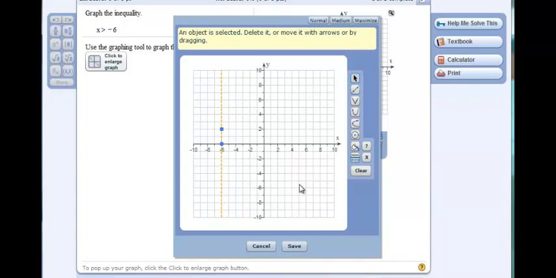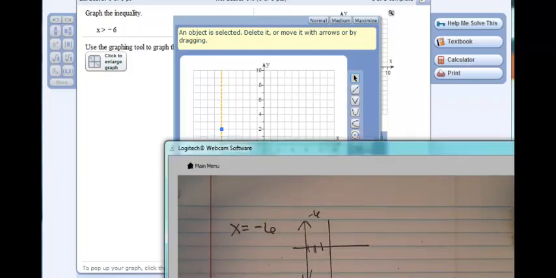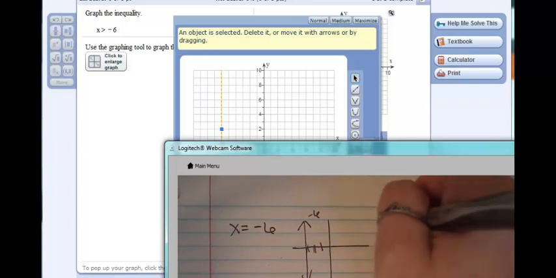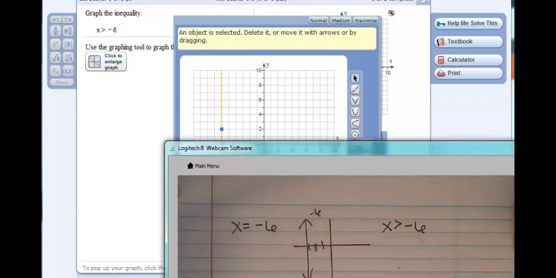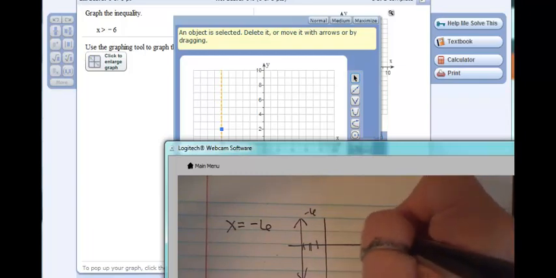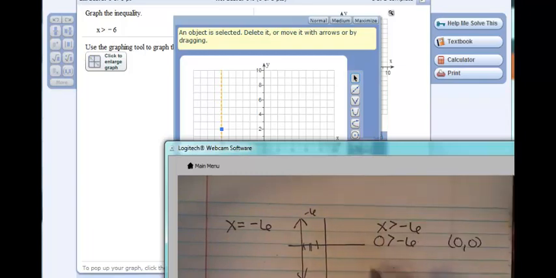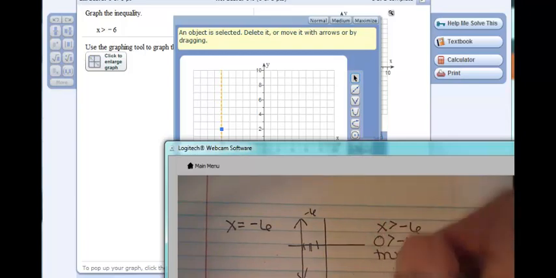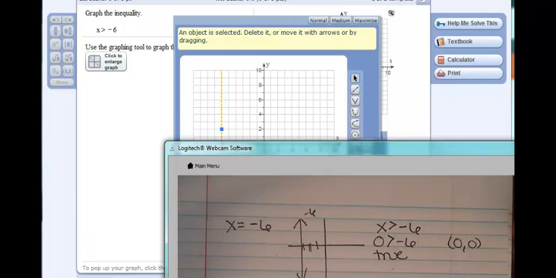Now we need to know which side we're going to shade on. So I'm going to go back to my notes page, and I have the equation x is greater than negative 6. Like I told you, I will always use the point 0, 0 as my test point if I can. So 0, 0, I need to plug in 0 for my x and my y. There's no y in this case, so I just put in 0 for my x. And that says 0 is greater than negative 6. Is that a true statement? Yes, it is. That's true. So I need to shade the part that has the 0, 0 point.